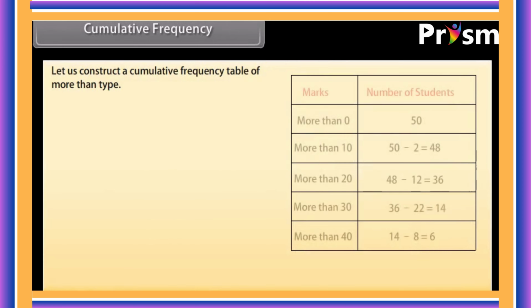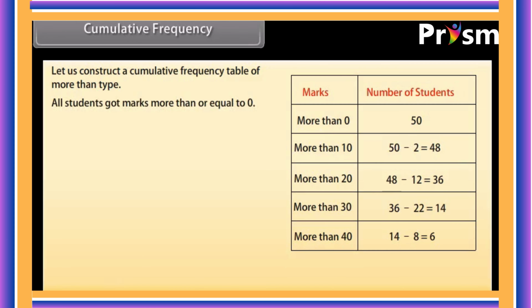Let us construct a cumulative frequency table of more than type. Let us know the method of calculating the cumulative frequency table of more than type for the above data. Here, all students got marks more than or equal to 0. This means 50 students got more than or equal to 0 marks.